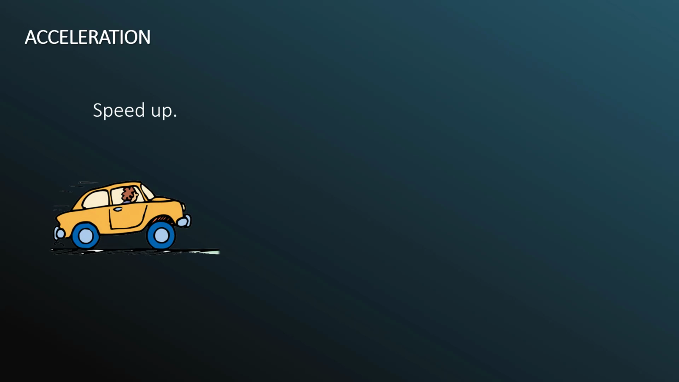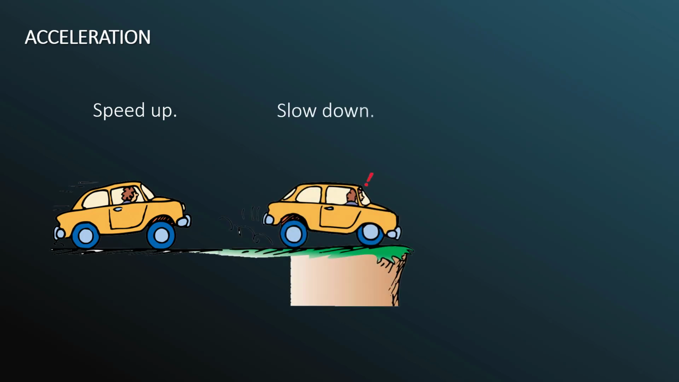This is an example of acceleration. You are speeding up, so your speed is changing. If your speed is changing, obviously your velocity is changing, and acceleration is defined as a change in velocity. If you slow down, your speed is changing. Again, if your speed is changing, it means your velocity is changing, because velocity is just directed speed, so speed with direction. If your velocity is changing, you're experiencing acceleration.